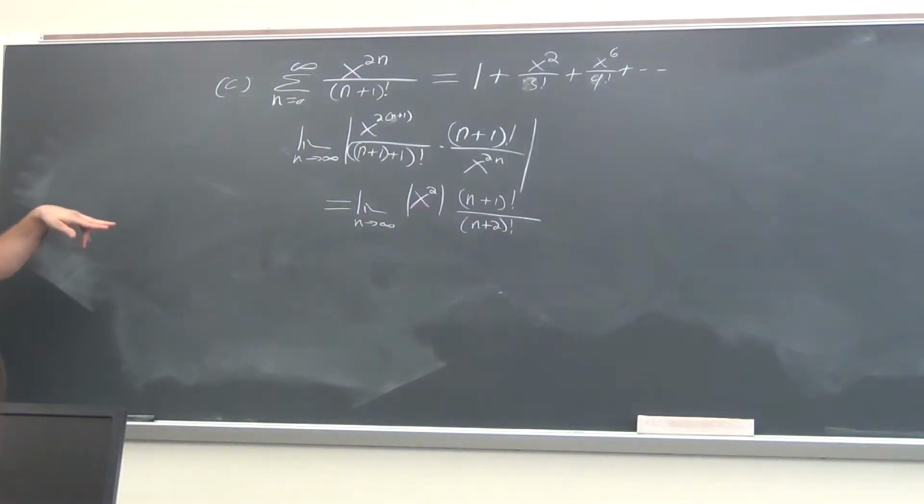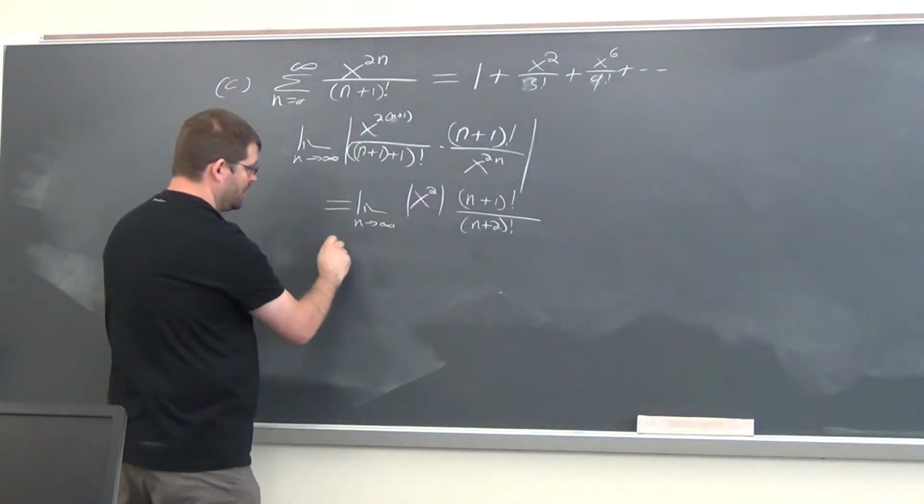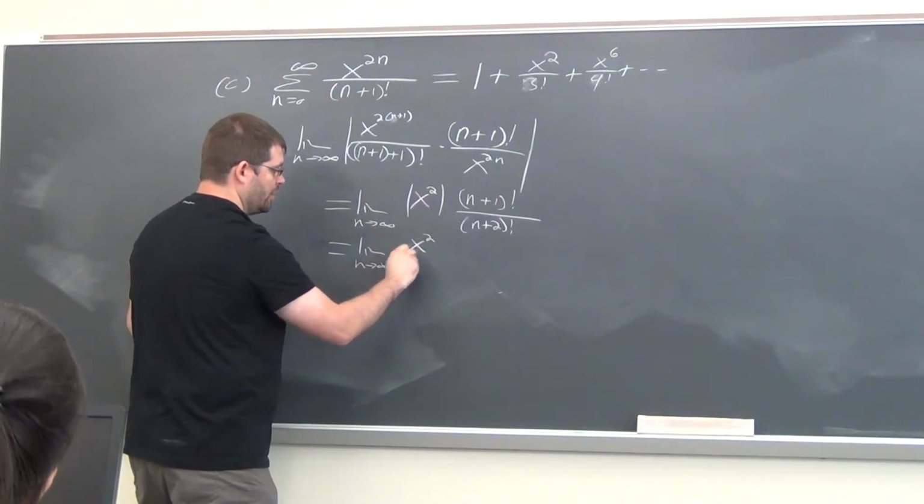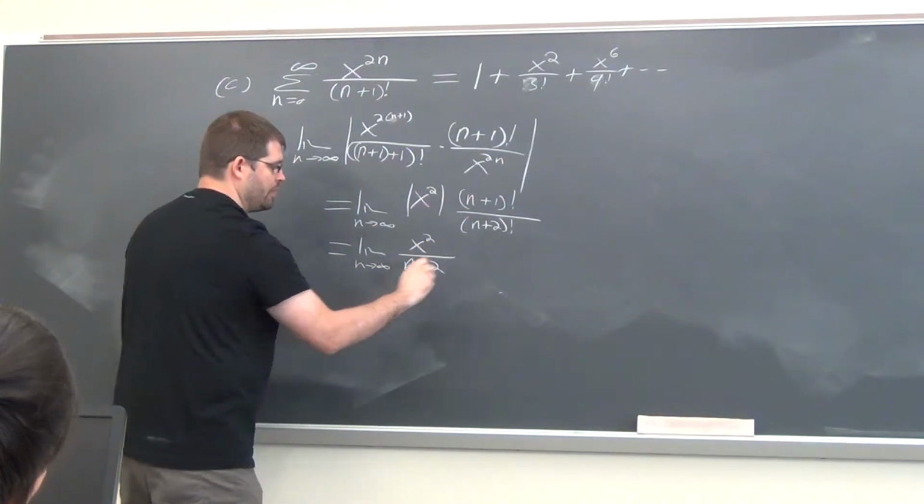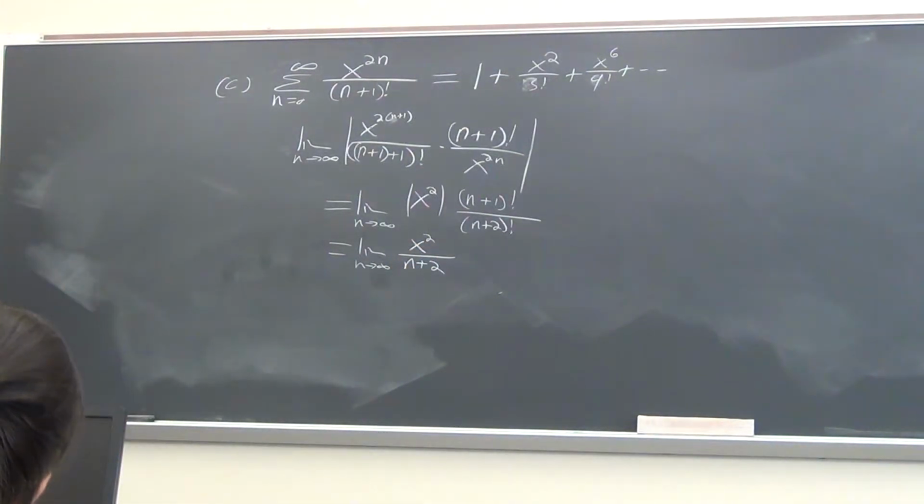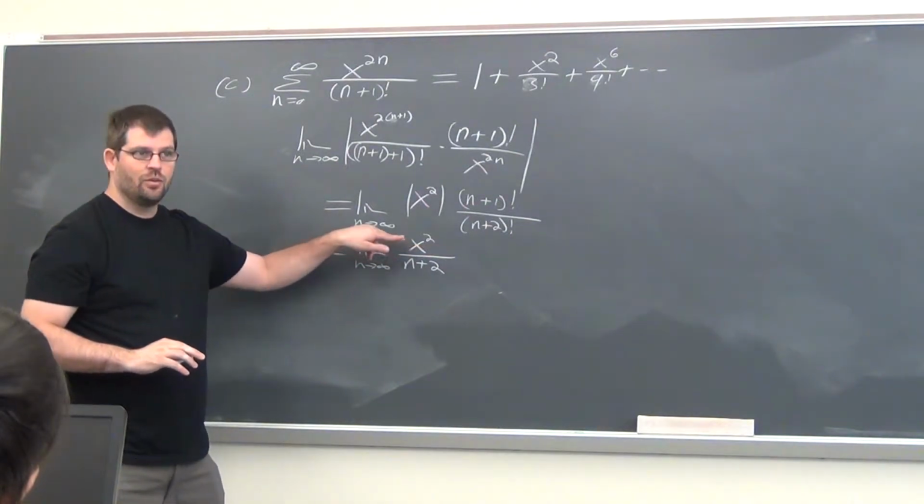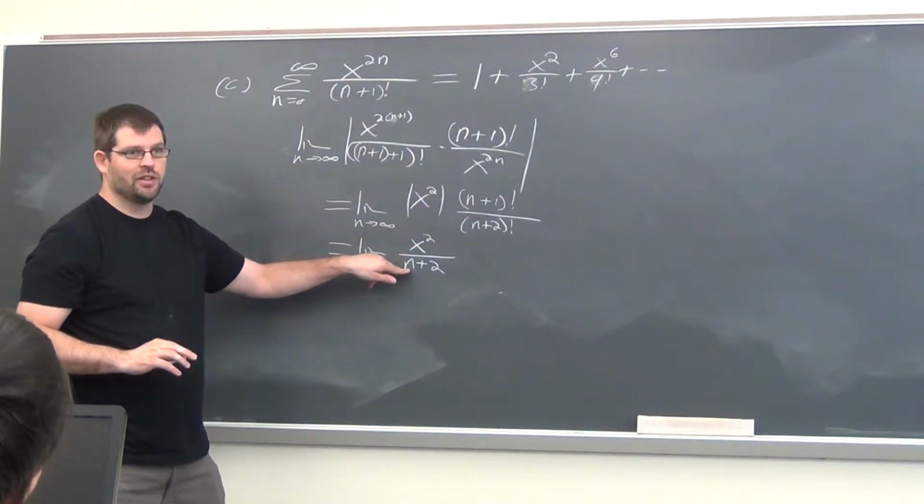So when I cancel those factorials, what am I left with? Just n plus 2 in the bottom. So I end up with x squared over n plus 2. Does that make sense? So what's that limit going to be? Remember, x is a variable, but it's a fixed value, right? x could be anything, but if we fix x, what's the limit of x squared divided by n plus 2? 0.